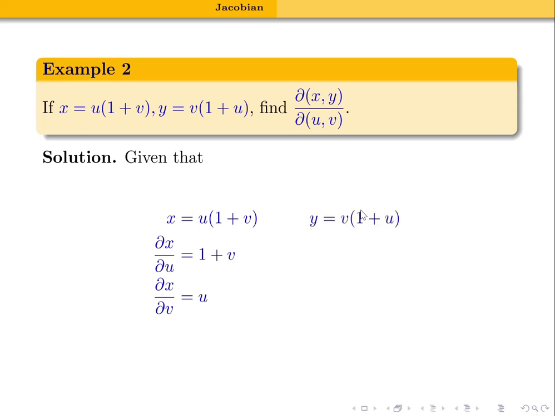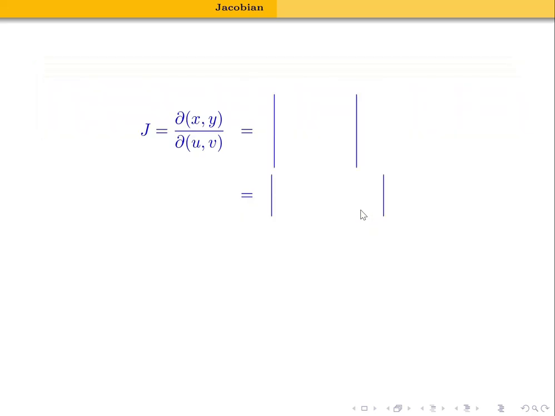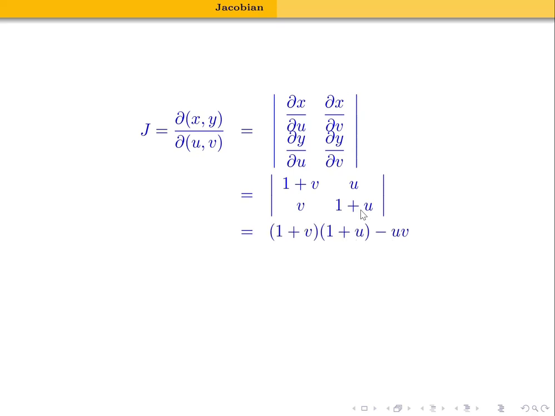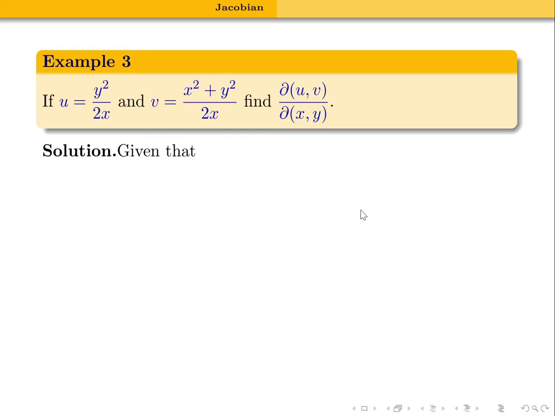Similarly, differentiating y with respect to u and v. Now we can replace: ∂x/∂u = 1+v, ∂x/∂v = u, ∂y/∂u = v, and ∂y/∂v = 1+u. Now you take the determinant, and then you have to simplify this. We will get the Jacobian ∂(x,y)/∂(u,v) equal to 1+u+v.